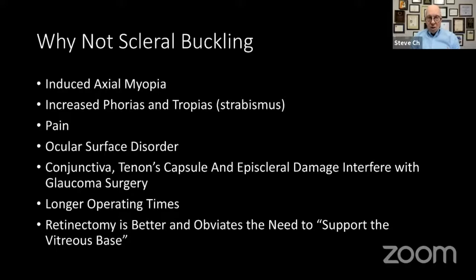So what's wrong with scleral buckling? It's massively overdone worldwide. I've done 8,000 of them. I haven't done one in 15 years. It's out of date. It makes the eye, on average, 2.75 diopters more myopic, as Ron Michels showed. It increases foveal atrophies by 50%, as Ron Michels showed. And it causes pain and ocular surface disorder because of poor conjunctival closure. It damages the Tenon's and conjunctiva. If they ever need glaucoma surgery, it's much harder to do a trabeculectomy bleb or a tube shunt bleb. The operating times are longer, and it's far better to do a retinectomy instead of the need to support the vitreous space, as people say, with scleral buckling.